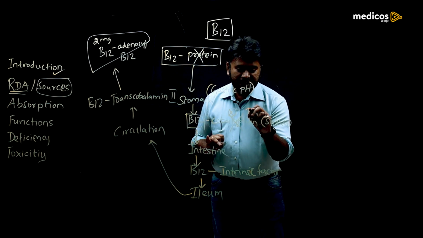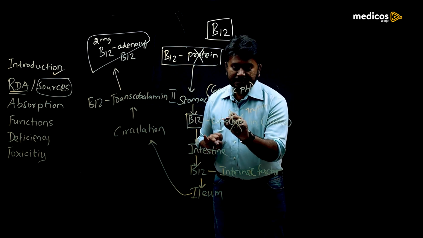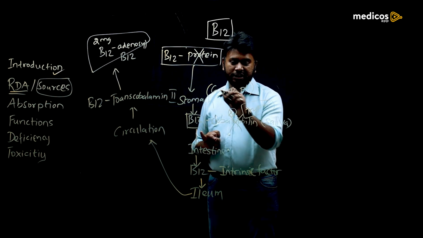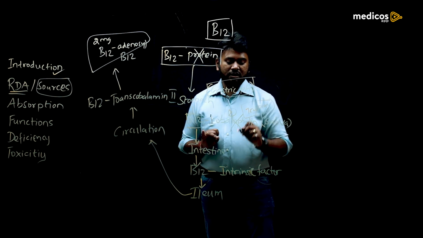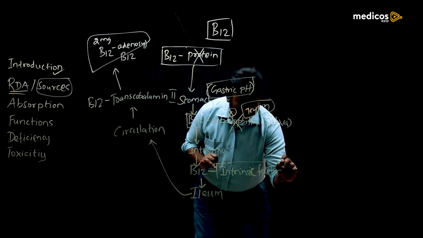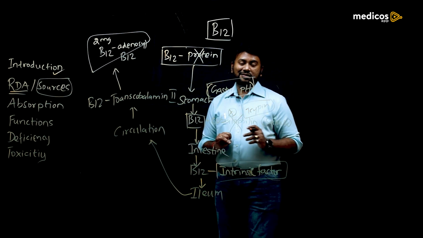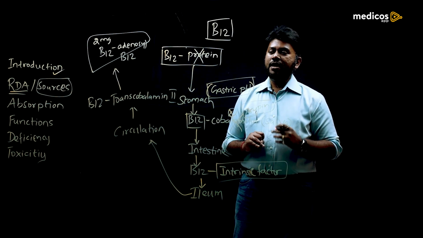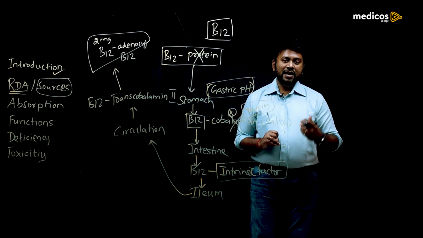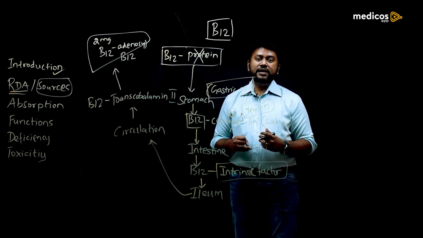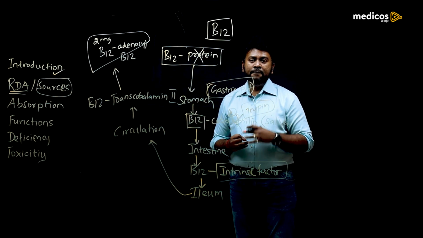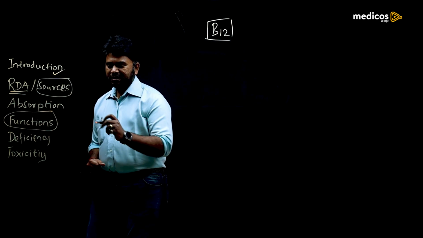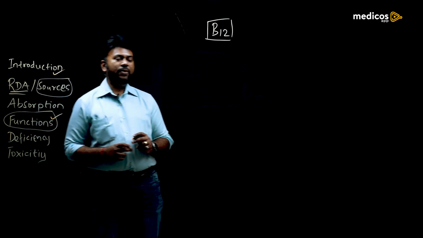Second, we need trypsin, which is a pancreatic enzyme and digests the protein bound to cobalamin. So to digest that we need the pancreatic enzyme trypsin. So we need gastric pH, we need trypsin, and finally we also need intrinsic factor. All these three things are very important for absorption of vitamin B12. After absorption, after entering our body, it will be stored in the liver, and whenever it is needed, it will be released from the liver and perform the biochemical functions. So what are those functions? We will discuss next.